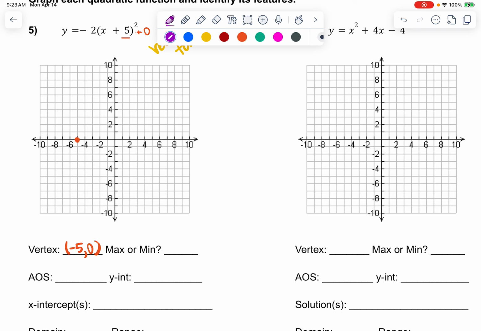I know he's going to open down because of the negative a value. And that 2 tells me he's being vertically stretched by 2. So instead of going over 1, down 1, I'm going to be going over 1, down 2. And instead of going over 2, down 4, I'm going to go over 2, down 8. 4, 6, 8. All right, then of course I can get his little reflection buddies on the other side. And voila, that's going to be our nice pretty parabola right there.